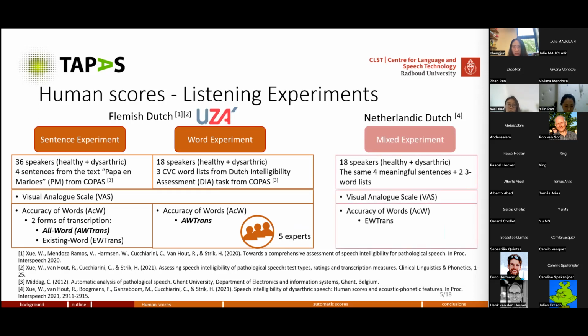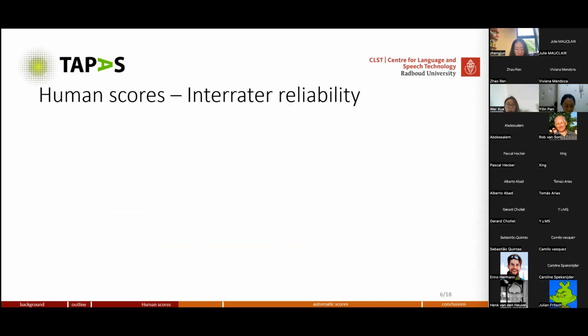Again, VAS and orthographic transcription in the EW trans form were applied. For the listeners, we recruited 11 speech language pathologists to evaluate the intelligibility. However, although these listeners were therapists, they had very limited experience with dysarthric speech. So they can be seen as naive listeners to a certain extent.